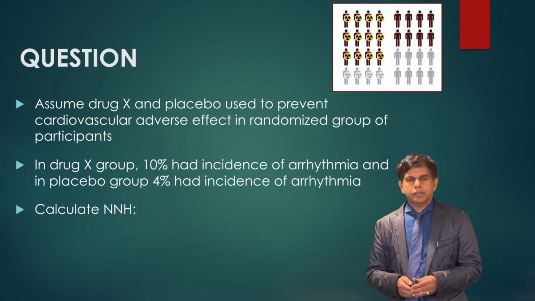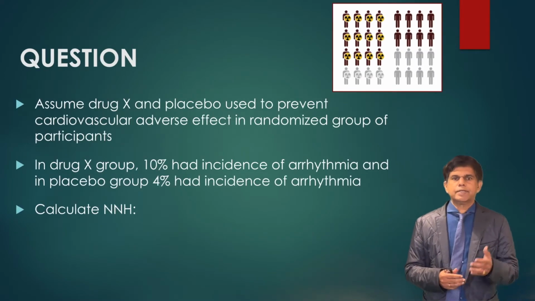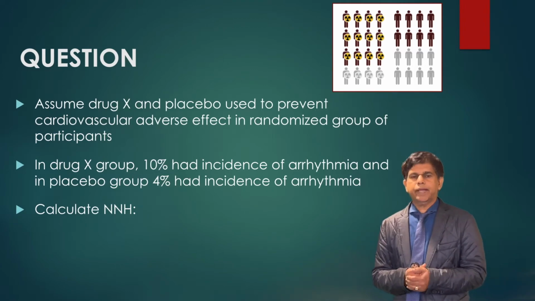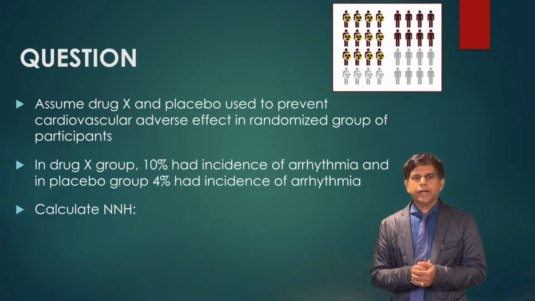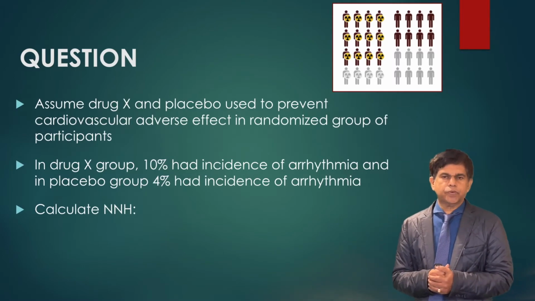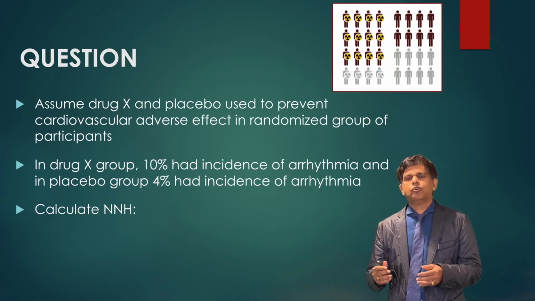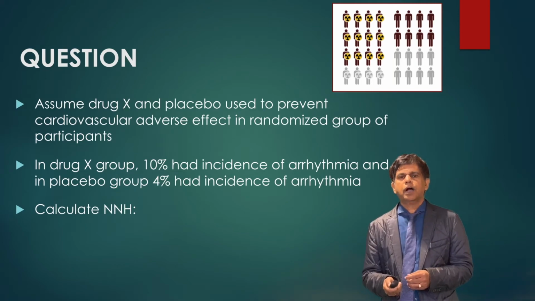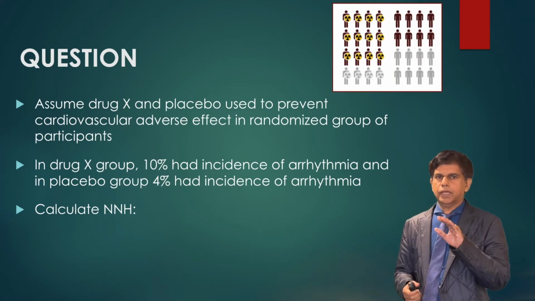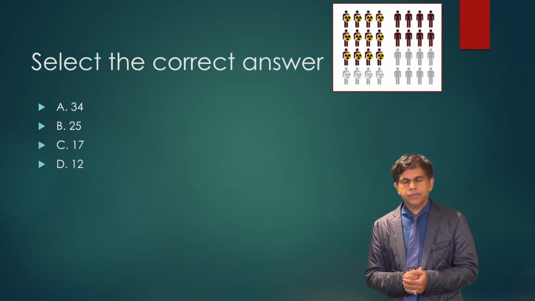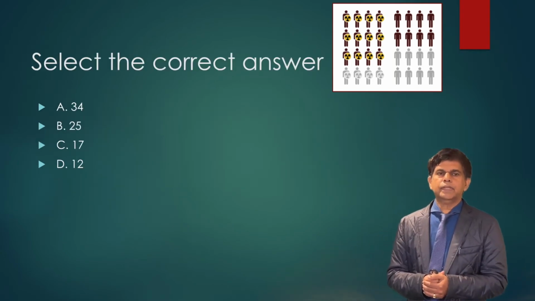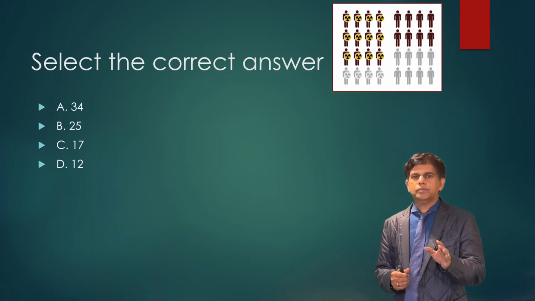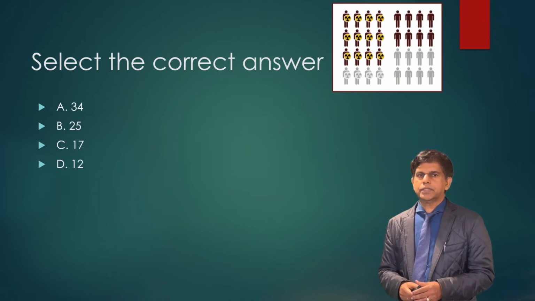Now, let's do some questions. Assume we have a drug X and a placebo used to prevent cardiovascular adverse effect in a randomized group of participants. In drug X group, 10% had incidence of arrhythmia. In the placebo group, 4% had incidence of arrhythmia. Now, please calculate the number needed to harm. So, let's look at our options. Option A is 34. Option B is 25, option C is 17, and option D is 12. Please pause the screen for a moment and do the calculation.